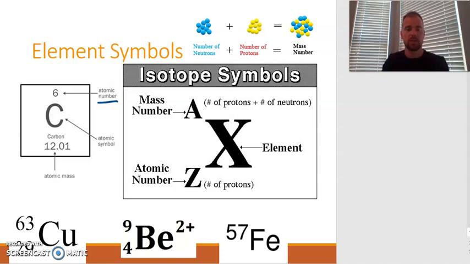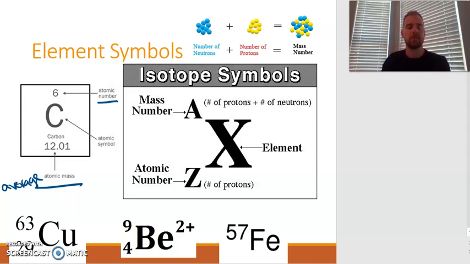The decimal number is known as the atomic mass. Sometimes we say also the average atomic mass. Same thing. And the atomic mass is not to be confused with what we'll talk about in a moment, which is mass number. The atomic mass, or average atomic mass, reported on the periodic table essentially is telling us, on average, this is what a carbon atom will weigh, or any element that we're talking about.